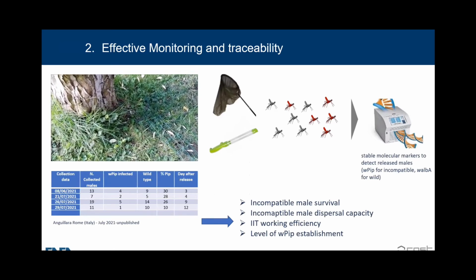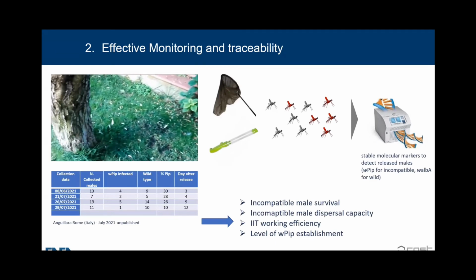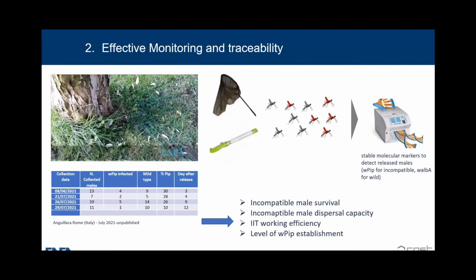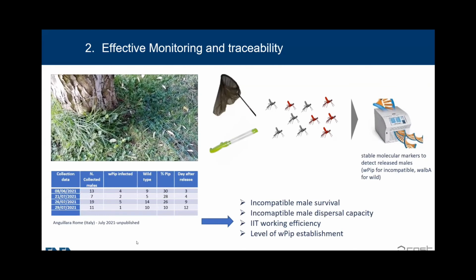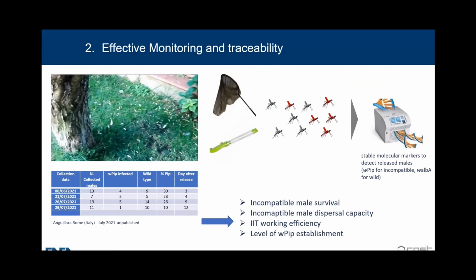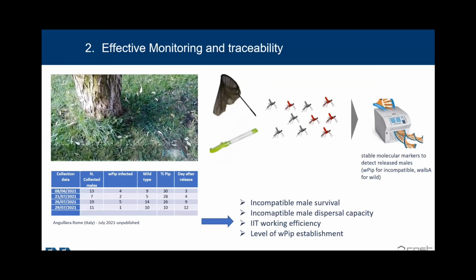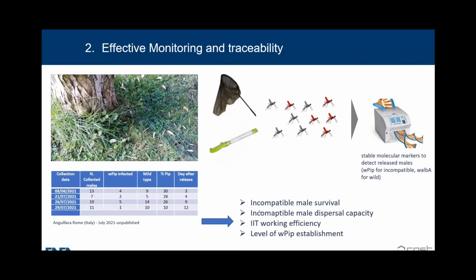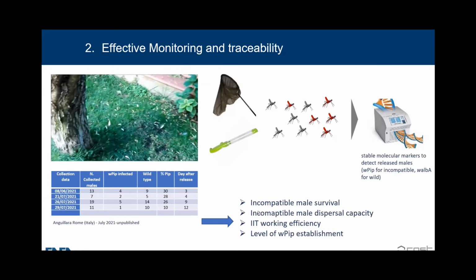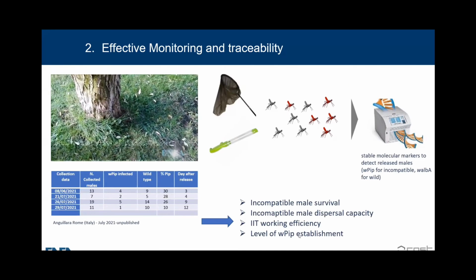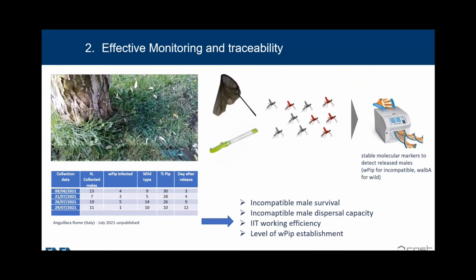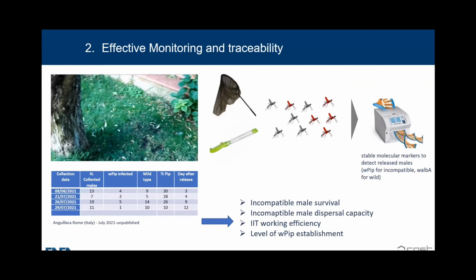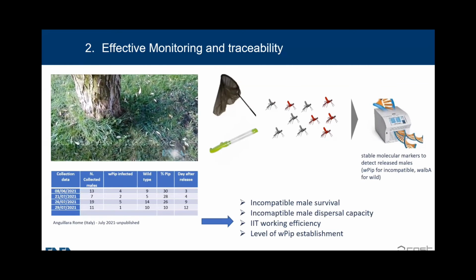Another very important aspect is that the quality and accuracy of the field data were possible thanks to the choice of an appropriate experimental protocol shared with the University of Rome, which allowed us to evaluate the net contribution of the male release. The possibility of having a stable molecular marking for incompatible males made it possible to have an accurate estimate of very important information, like incompatible male survival, incompatible male dispersal capacity, IIT working efficiency, and also the level of eventual Wolbachia establishment after the end of the trial. All of these parameters are still research in progress, obviously.